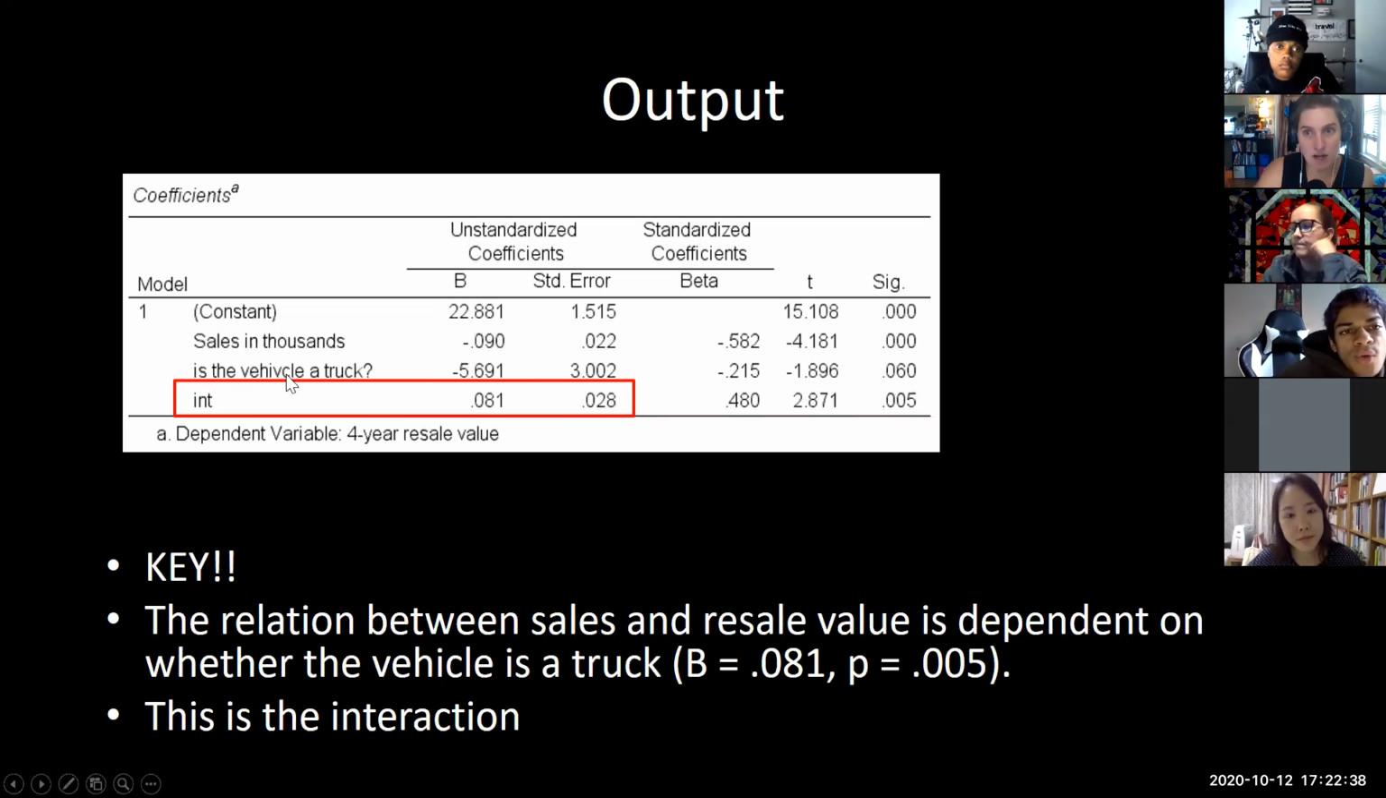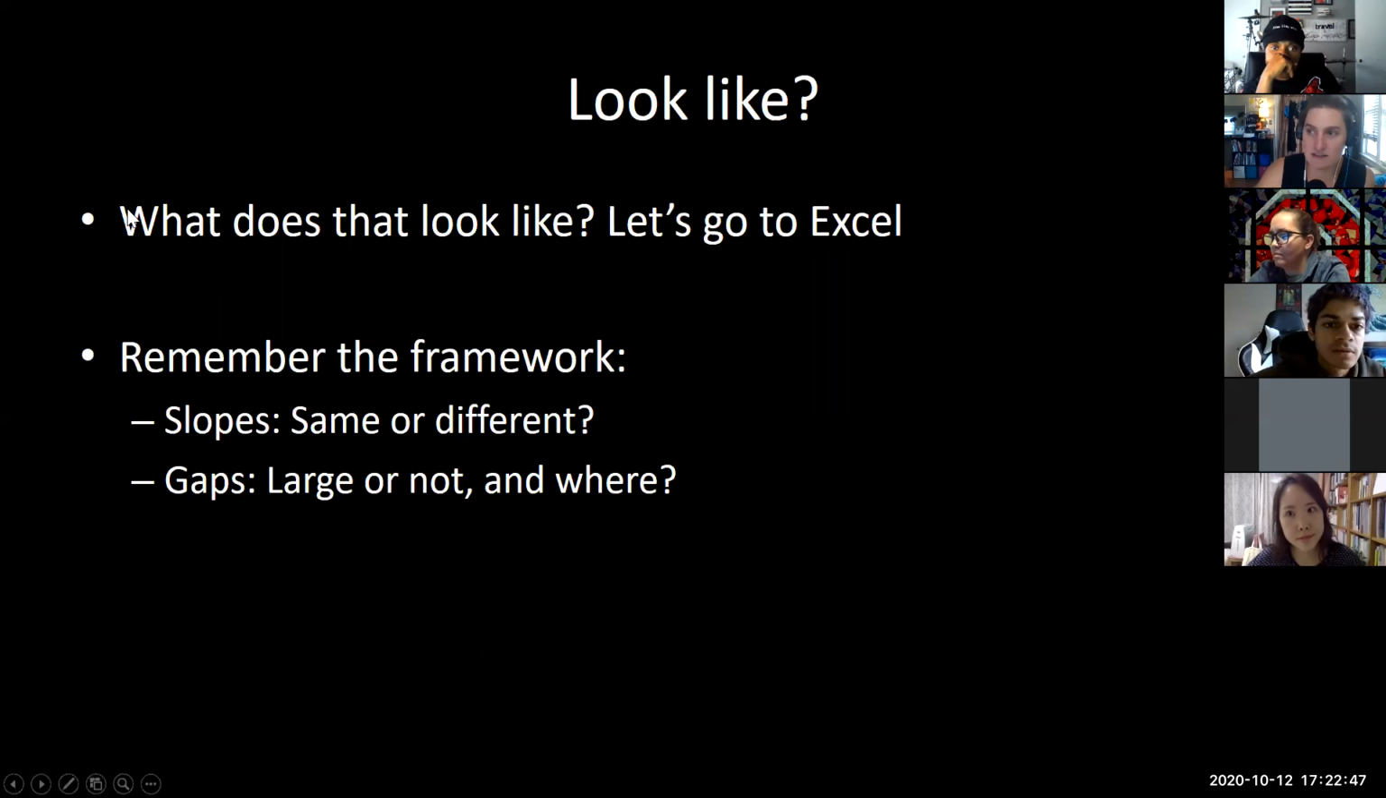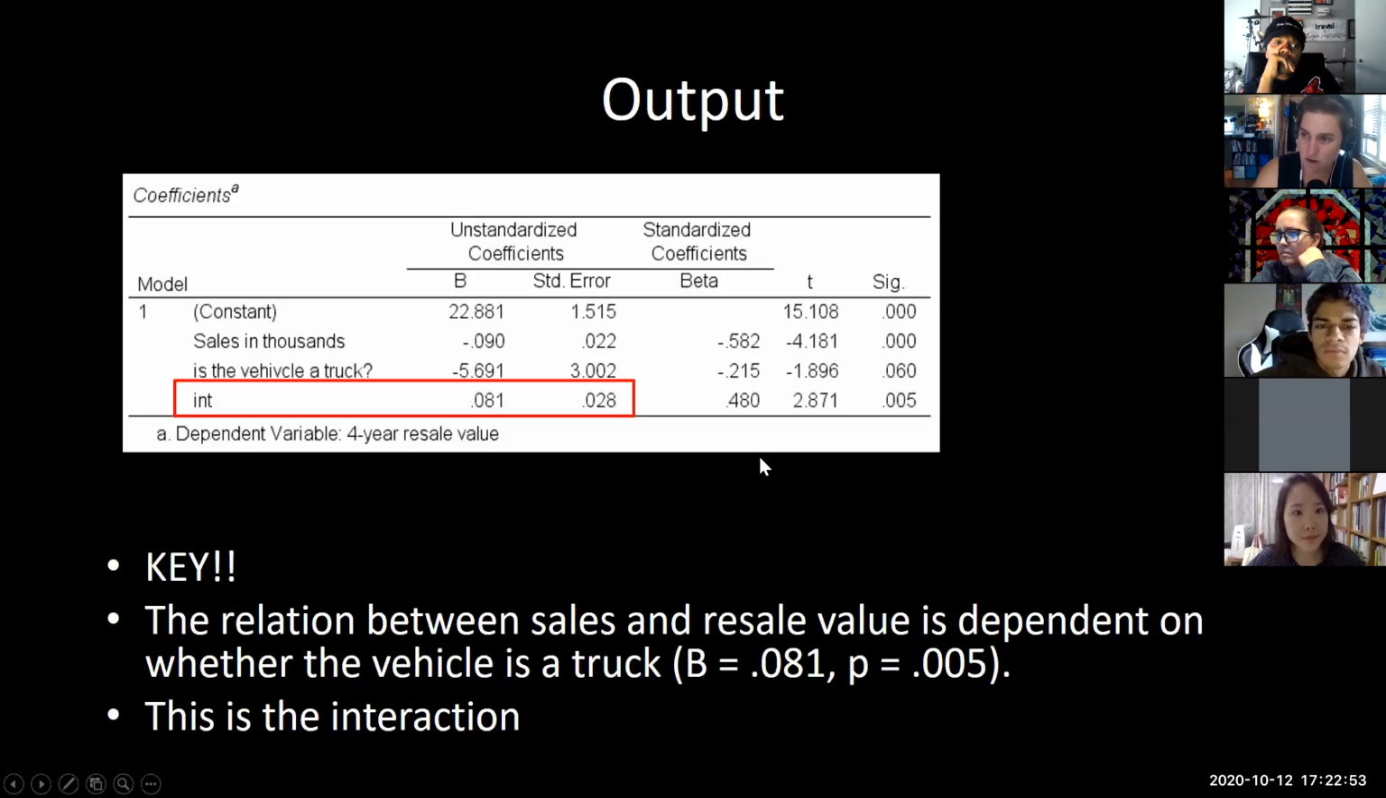So if you have a separate line for a car and a separate line for trucks, they will not be parallel. In what way, you might say? How? Well, let's go to Excel and I'll show you. We will graph it.